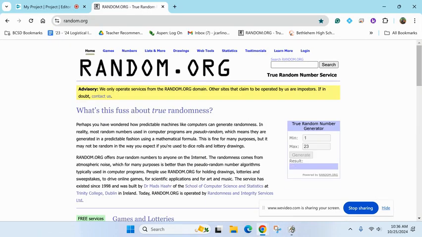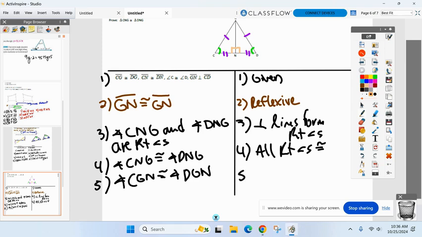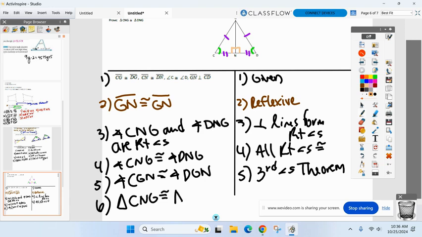All right. There we go. Tess? Third angles theorem. That's what's coming in now. I am not going to make a big deal of matching up the corresponding sides when you write this statement because it's right up there in the proof. Just copy it down. Triangle CNG congruent to triangle DNG. Definition of congruent polygons.